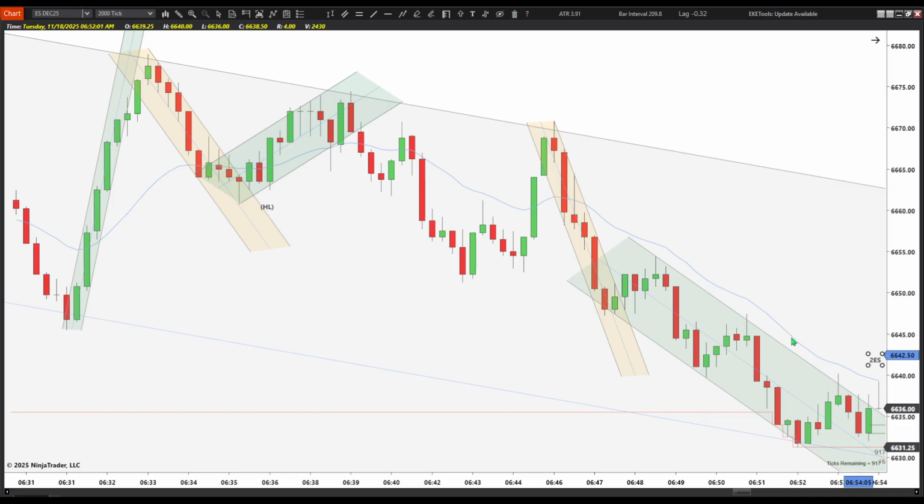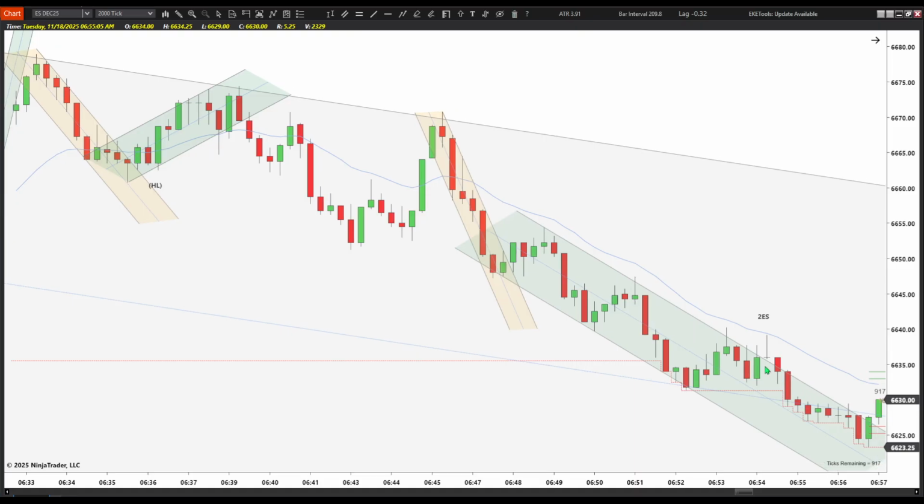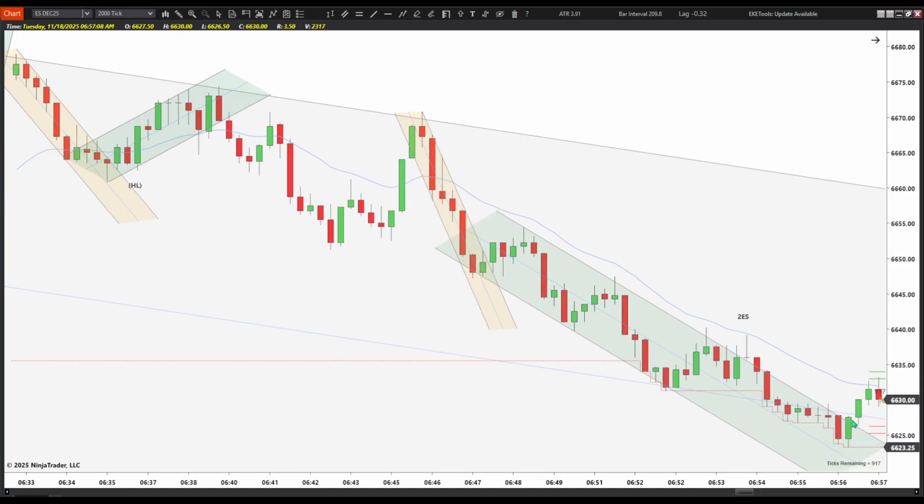Decent signal bar, pretty much close enough. If you count it, it's pretty much a touch EMA rejection with a good signal bar, enough room for a 2-point scalp. Prices then continue moving down. Breaks out of the green down channel.